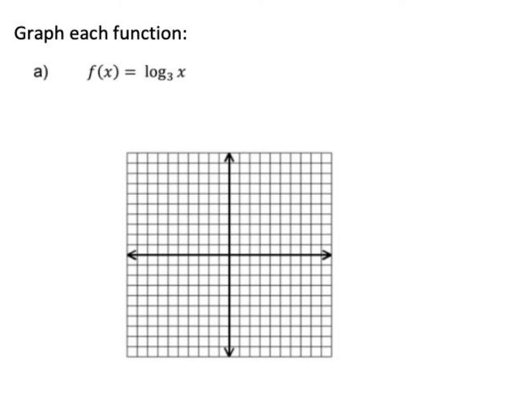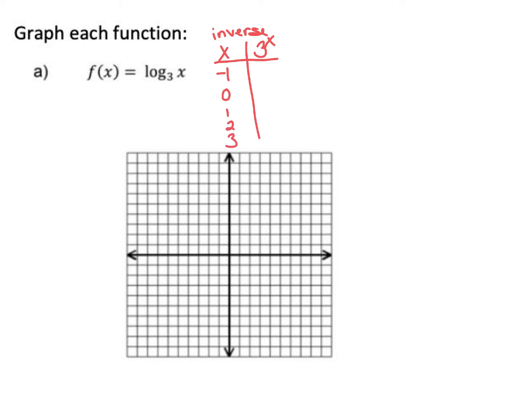So f of x is equal to log base 3 of x. So how are we going to graph this? Well, you may find other methods for doing this, but my go-to method is to actually begin with the inverse, or the exponential function, which would be 3 to the x power because they would be inverses. And then I'm going to pick a few x values, -1, 0, 1, 2, 3.